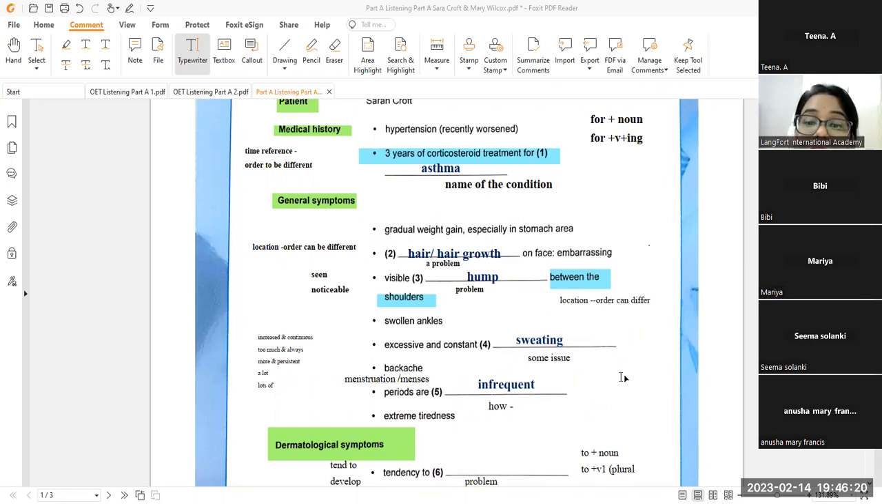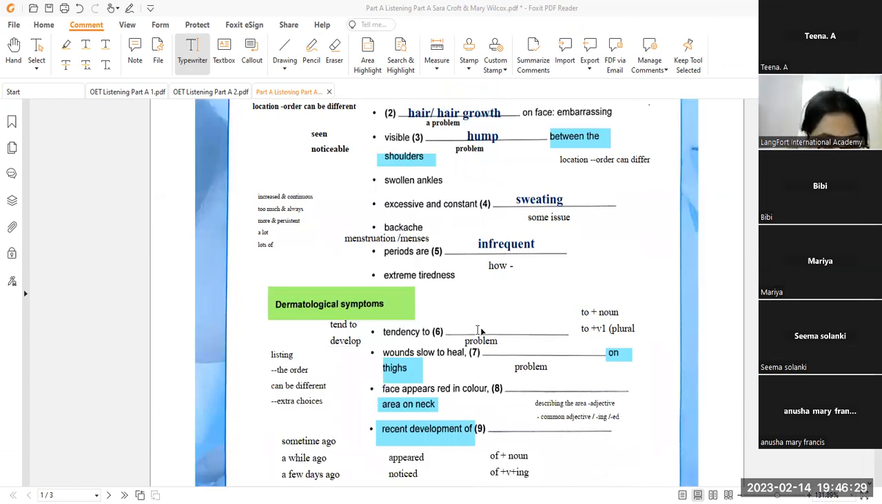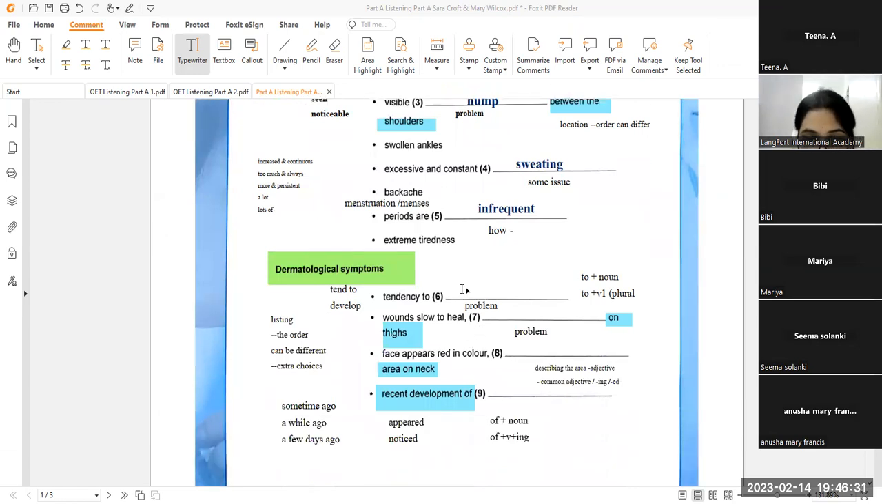So now they are so infrequent. In the past, it was painful. So the answer is not painful. The answer is infrequent. Okay. All right. Sixth one. What did you guys get? Tendency to? Scratch. Bruise. No. Bruise. It's not scratch. It's bruise. Let's listen to that.